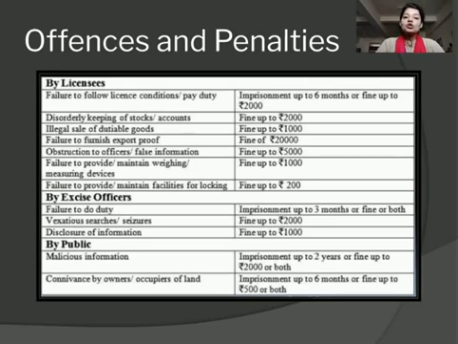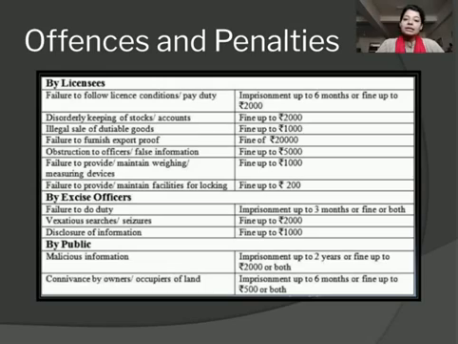Then the second is disorderly keeping of stocks and accounts. He is liable for a fine of 2,000 rupees. Illegal sale of goods on which duty should be paid, then he has to pay a fine up to 1,000 rupees. Failure to furnish the export proof, a fine of 20,000 rupees. Failure to provide or maintain weighing and measuring devices, fine up to 1,000 rupees. Failure to provide or maintain facilities for locking, fine up to 200 rupees.